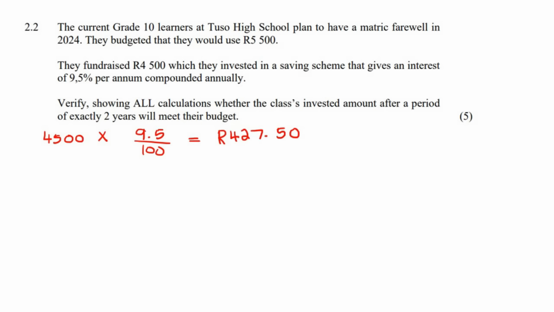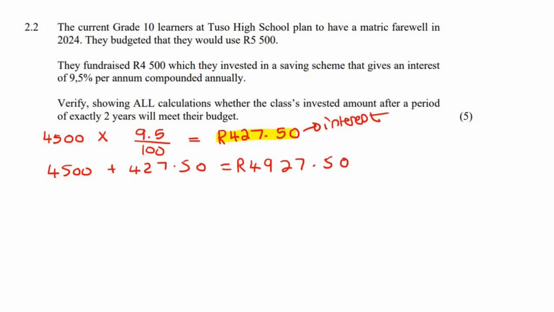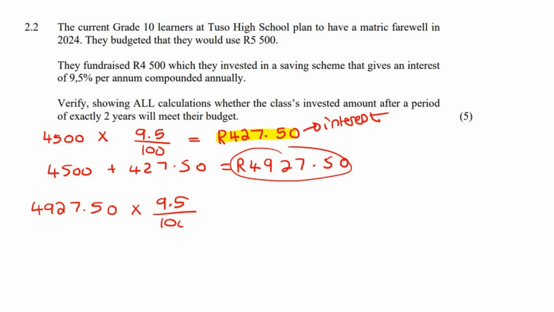Now, you need to add that on to the original, because this part here is only the interest. So how much do they have? After 1 year, they will now have 4,927 Rand and 50 cents. Okay, so now they're going to go into the second year, but now this is how much money they have. So we're going to start with that amount of money now. That is what compound interest actually means. It means that you're always starting with the new amount.